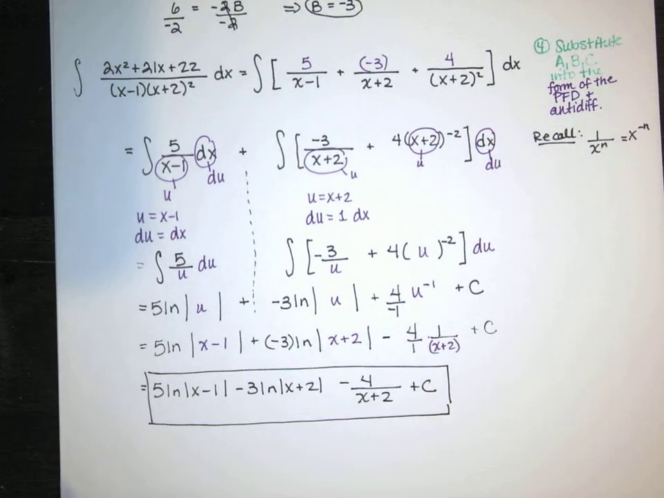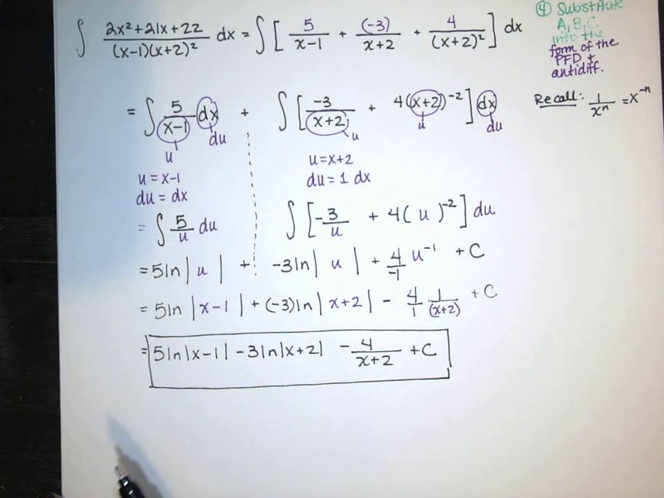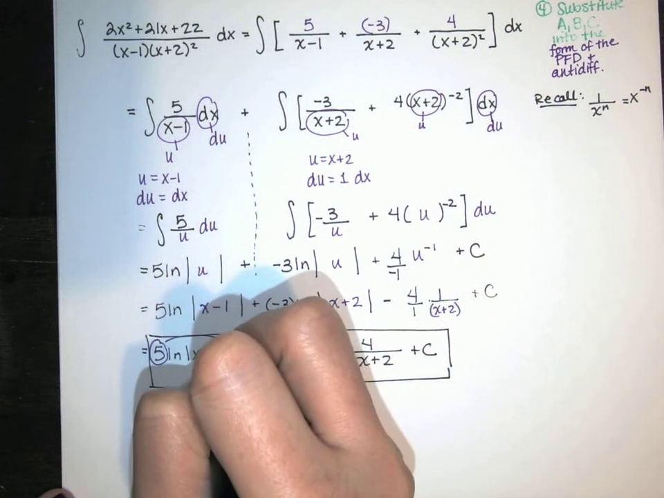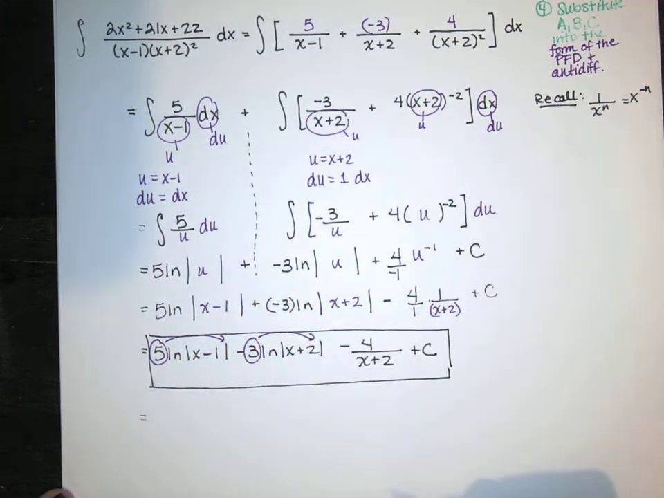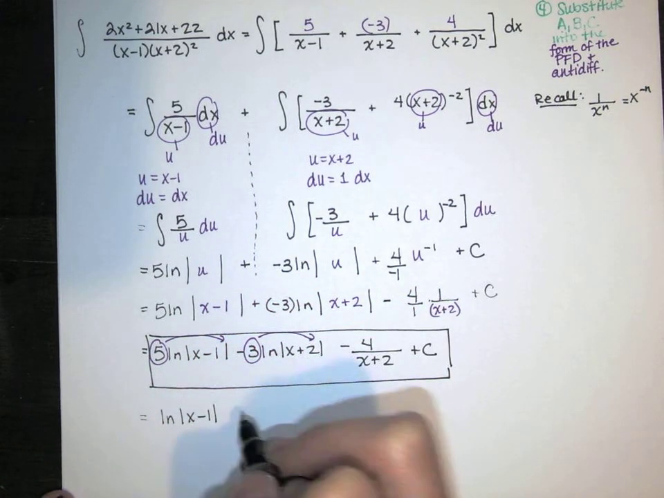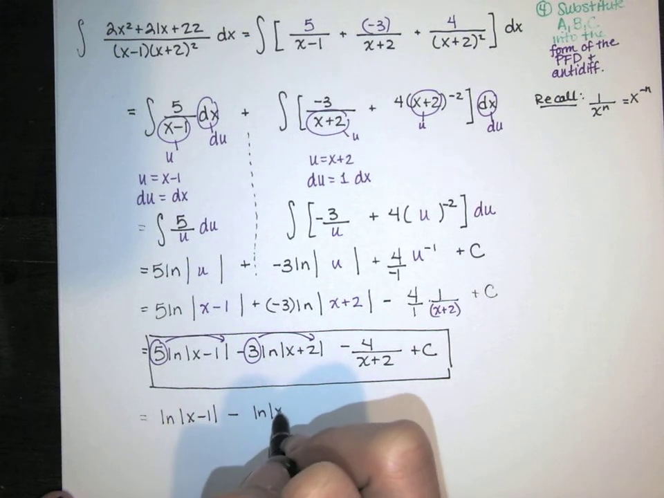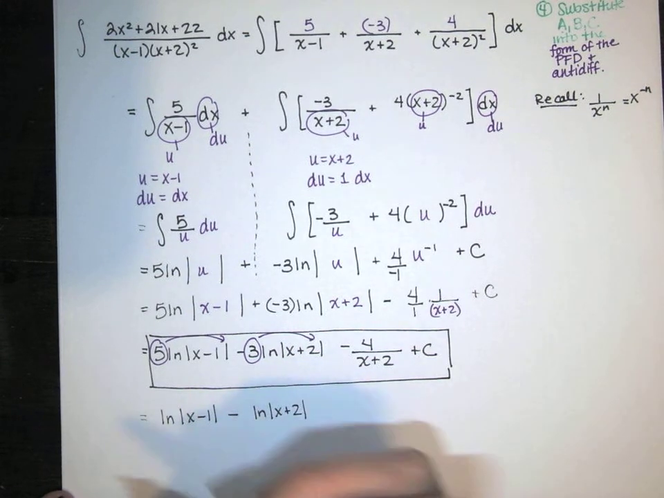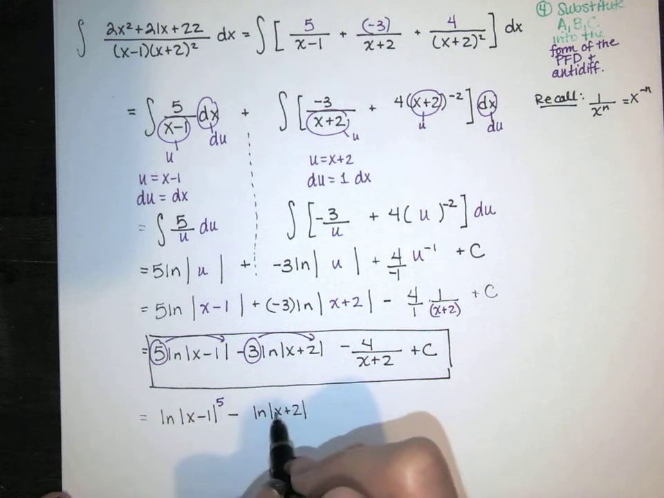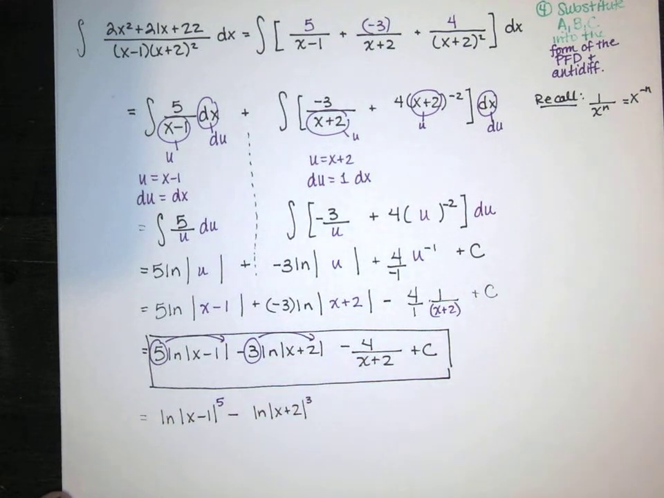Now, if you're checking your answer in the back of the book, or you're using a computer algebra system to evaluate this antiderivative, the answer might not look like this. The answer might look a little different. Using log properties, we can simplify this. I can bring this 5 inside and this 3 inside and make them powers. So this is going to be x minus 1, an absolute value to the 5th, and this will be x plus 2, an absolute value to the 3rd.